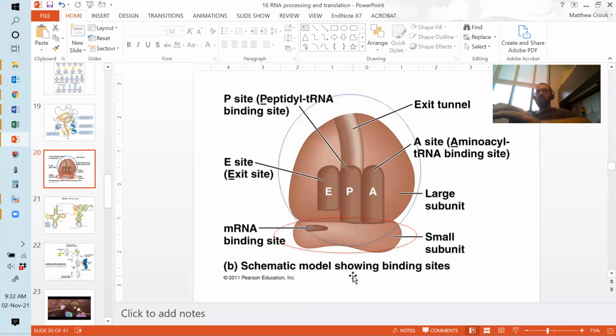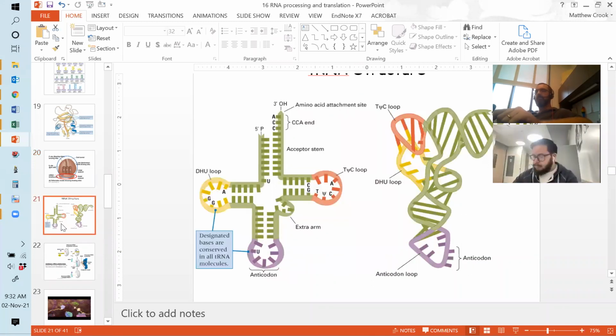And so the ribosome is essentially the thing that facilitates these tRNAs coming in the correct place, on a side, and catalyzes the peptide bond between the existing amino acid or polypeptide chain and the incoming amino acid that's being brought in by the tRNA.